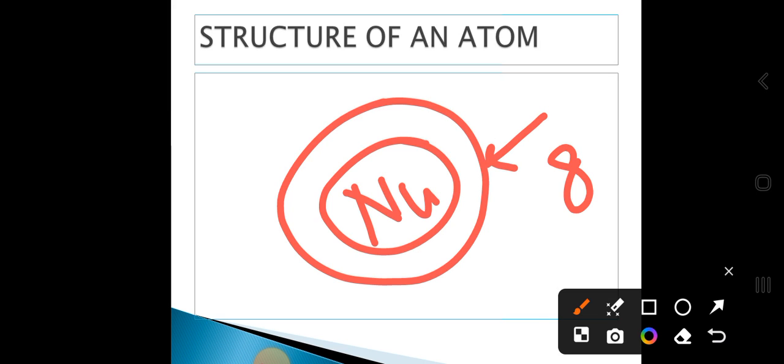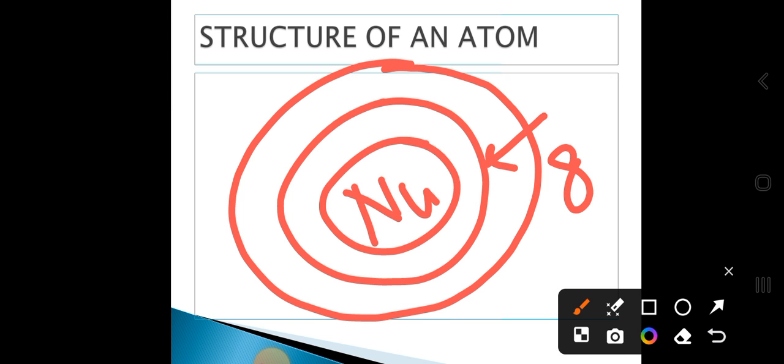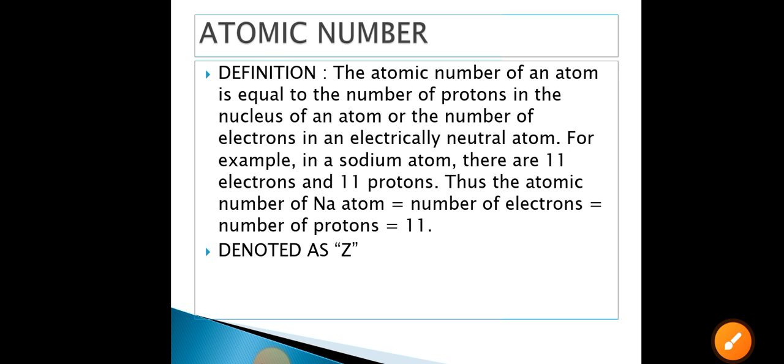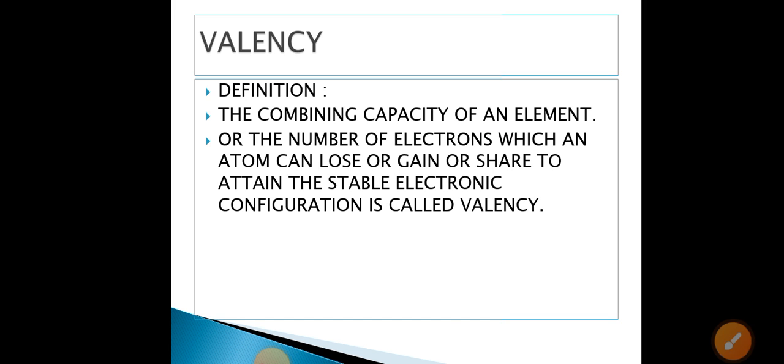The same way, when we talk about valency, we are talking about the electrons which are in the outermost orbit. And what is their criteria? They have a role model. What's the role model? To attain 8 electrons in the outermost shell. So that is called valency. I'll just go through the definition again. What's valency? The combining capacity of an atom, or the number of electrons which an atom can lose or gain or share to attain the stable electronic configuration.